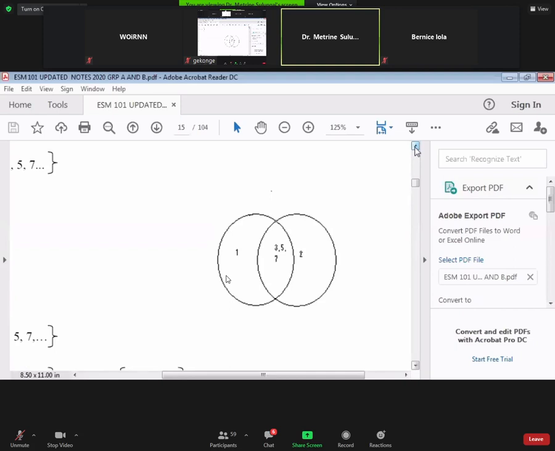Look at the elements. You can see 3, 5, 7 are appearing in both set A and set B, meaning that is the intersection. Remember, the element must be in both A and B. So 3 is found in A, 5 is found in A, 7 is found in A, and all those elements, 3, 5, and 7, are also found in B. That is an intersection. But we had a situation where 1 was only in set A, and 2 was only in set B.